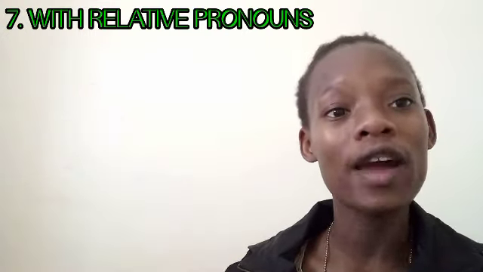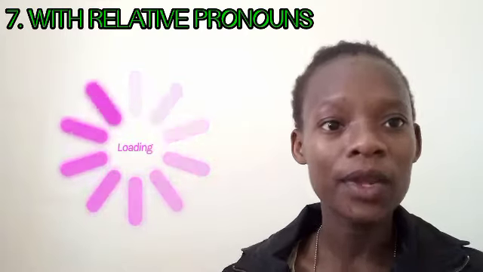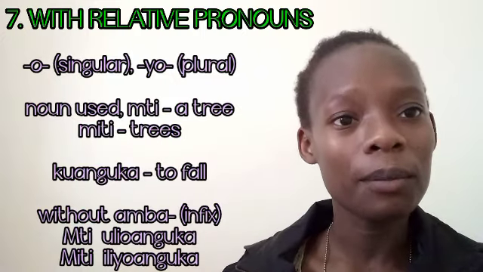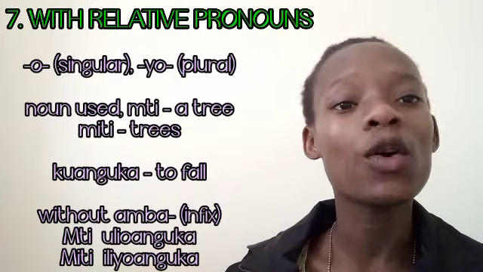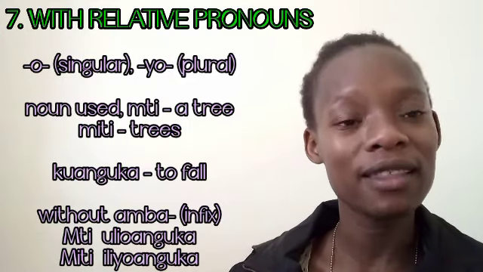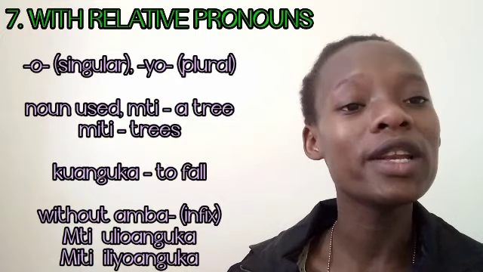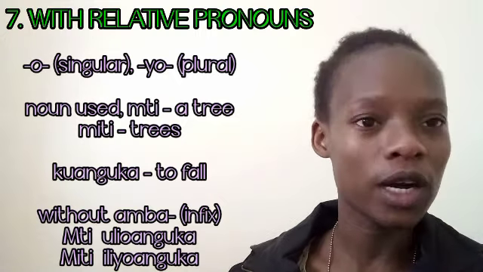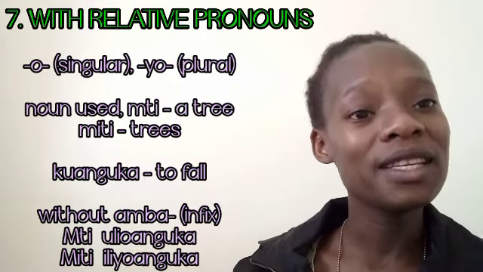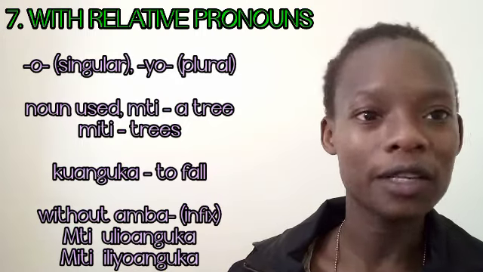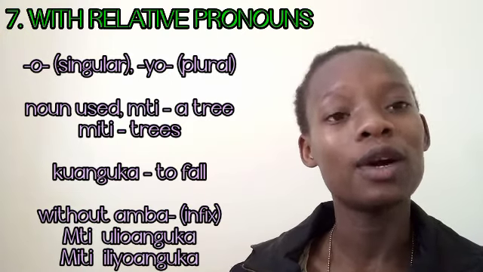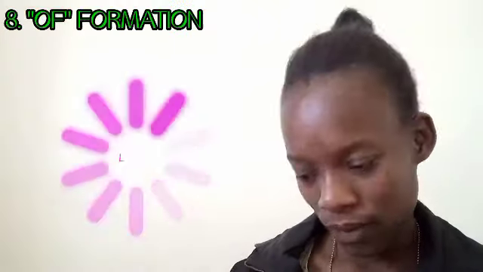So it's o and yo suffixed to amba, but then you can infix them inside a sentence. For example, mti ulioanguka. You can see the o is inside the phrase: uli-o-anguka. The plural will be miti ilioanguka. So it's that simple. You either infix o or yo, or you can suffix them when you use amba.